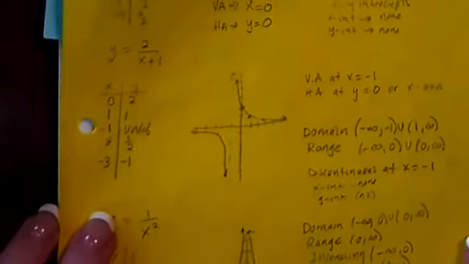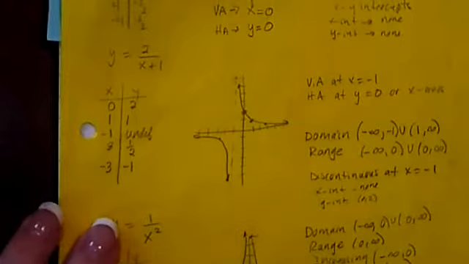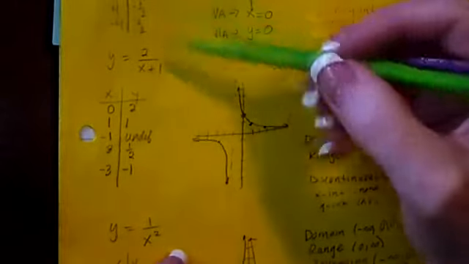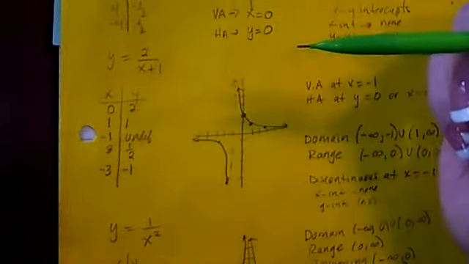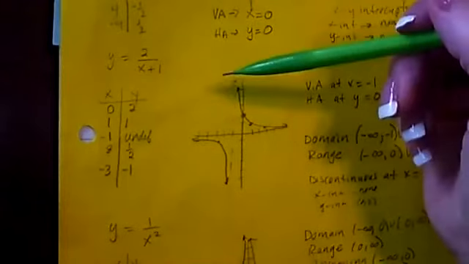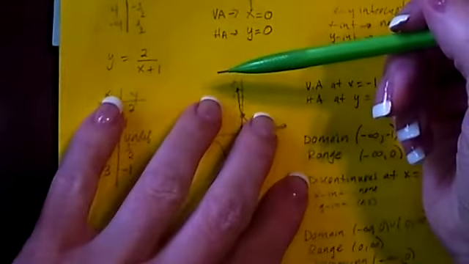This is the next problem that we have. All right, so 2 over x plus 1. Okay, so again, this is very similar to this first one, really. So the first thing we're going to do, let's look at our intercepts.